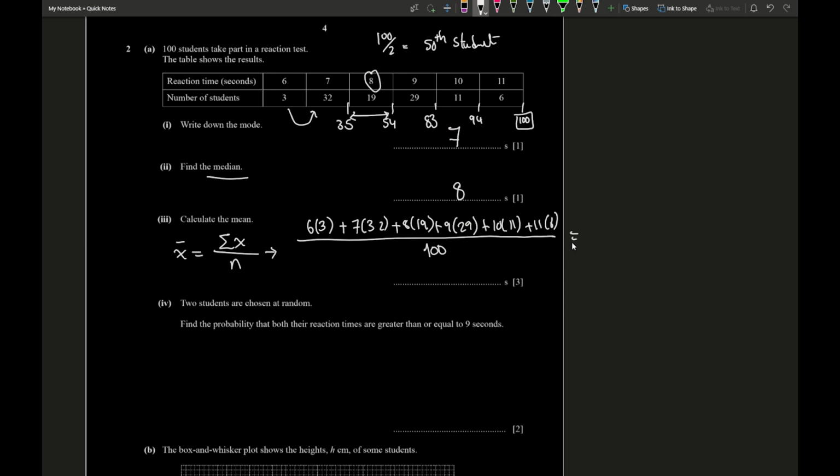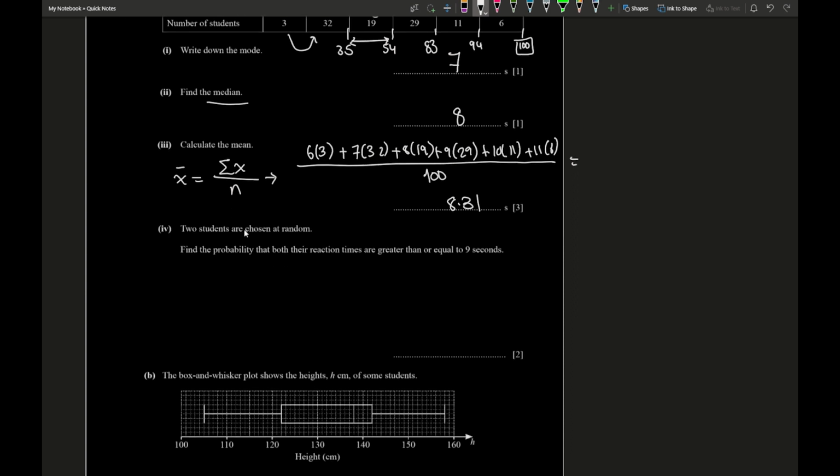Let me just write that down on my calculator. The answer, God willing, will come out equal to 8.31. Okay. Part iv. Two students are chosen at random.